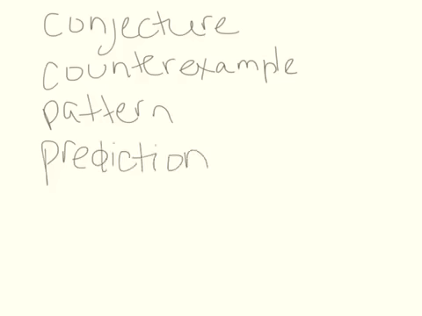Prediction. And prediction is similar to a conjecture, but a prediction is something that you think might happen based on what you observe. So prediction and conjecture are very similar to each other.